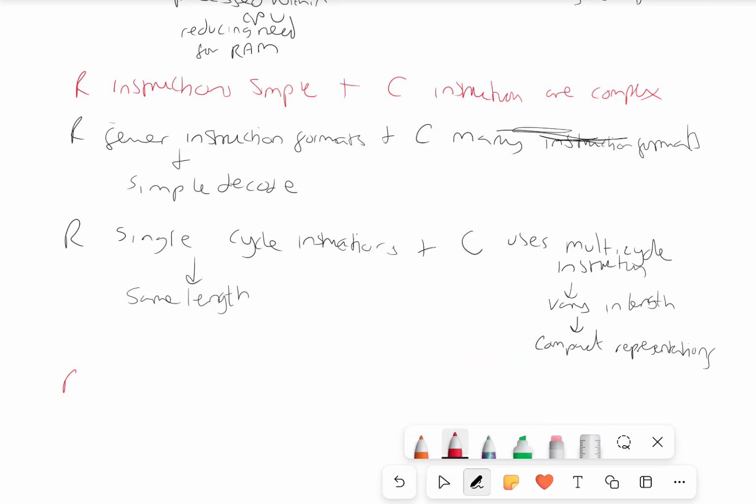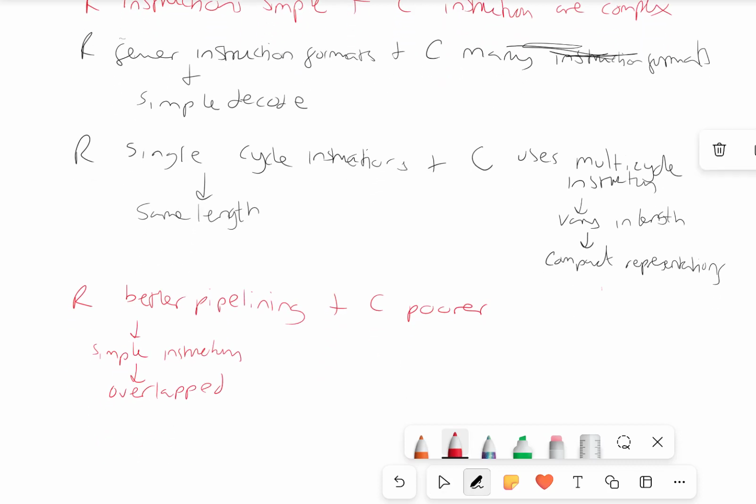We then have RISC, better at pipelining, and CISC, poorer. This is due to simple instructions where instructions can be overlapped. Whereas with CISC, because the instruction size is variable, you're dealing with variability. What that basically means is it's harder to predict and do the pipelining and the overlapping.